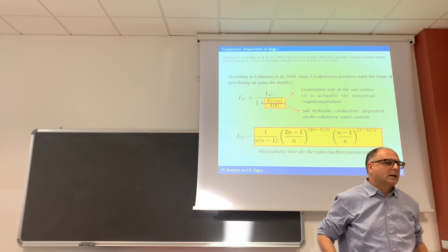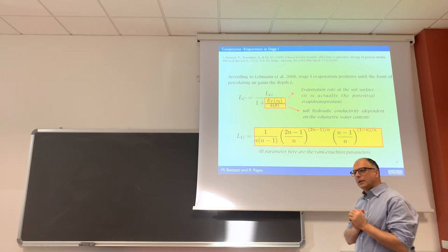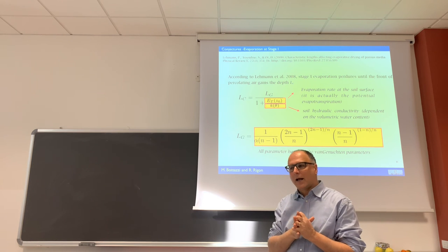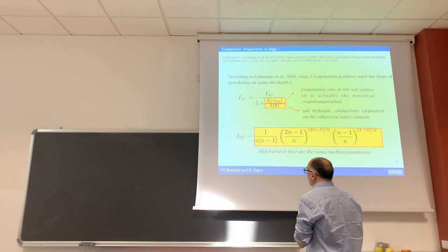There is also a dependence on how fast the evaporative demand from the atmosphere is, which is here E_a. So in principle, we calculate the evaporative demand from the atmosphere, and we are able to calculate the level down to which evaporation stage one is happening.